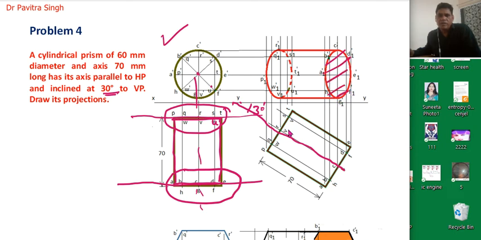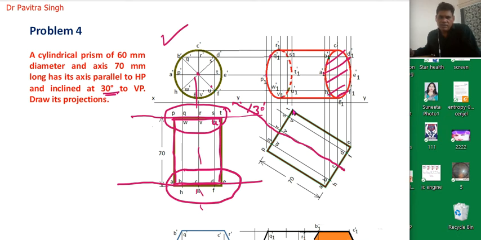Okay, now we will try to draw this surface in the front view. So we will draw a vertical line from point P, a horizontal line from P dash, so we will get this point P1. Similarly, a vertical line from point Q, horizontal from Q dash, so this will be point Q1 dash. Vertical line from R, horizontal line from R dash, so you will get this R1. Vertical line from point S, horizontal line from S dash, so we will get this surface actually.